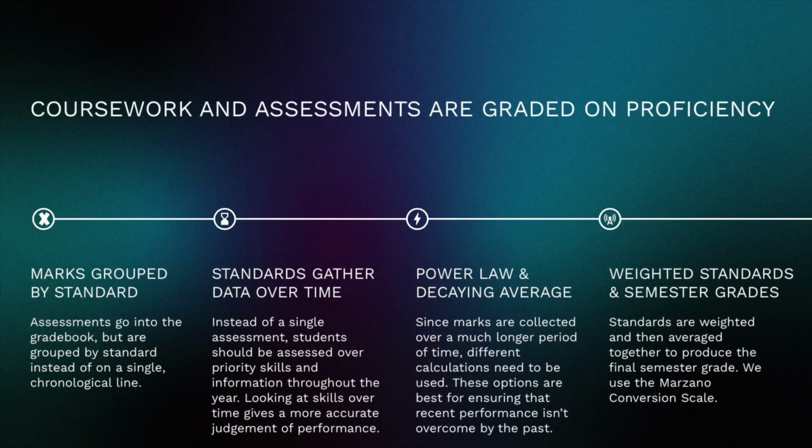So over time, students are going to be graded on their standards, and those are going to go into the grade book by standard. And those are going to develop a bunch of marks over the course of a year because you're looking at those standards over a much longer period of time. And so to accurately calculate that, we've got a couple of different tools that we'll use. One is a power law, the other is a decaying average, and we're going to explain a little bit how that works. And then we're going to weight those standards as well.